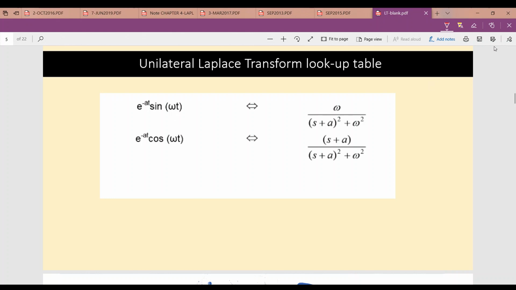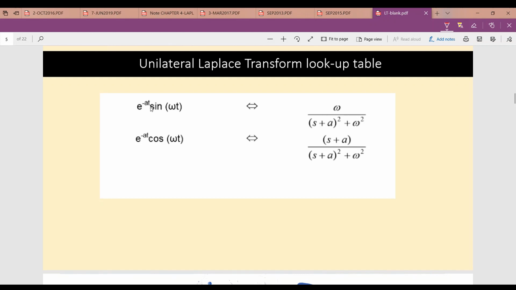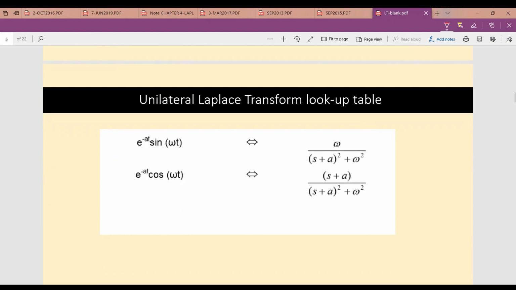Okay, the last one in this table is the combination of exponent and sine. Previously, you can see that sine omega t will produce omega over s square plus omega square, right? But if you multiply sine with the exponent here, you can see the exponent has the effect of a shift. Earlier, sine alone is omega over s square plus omega square. But when we multiply sine with exponent negative a, the s will be shifted. Something like that, so this one is in the table you are given.